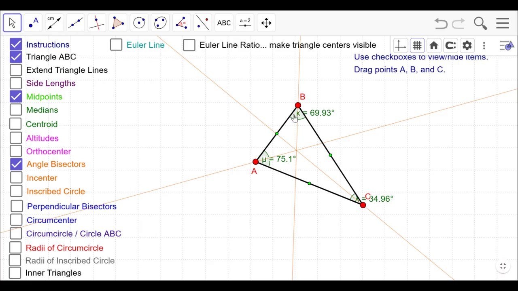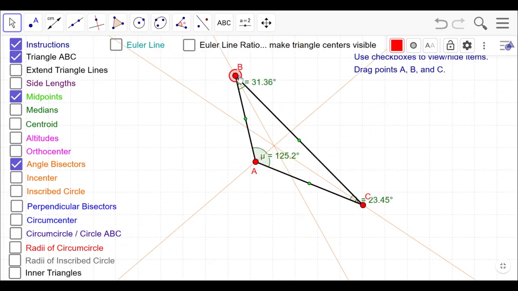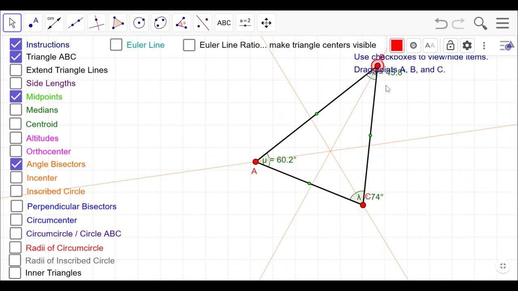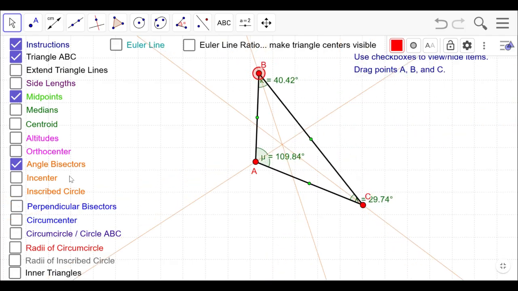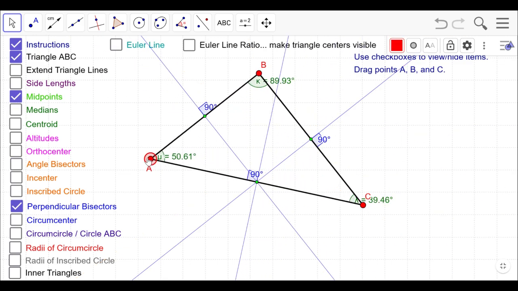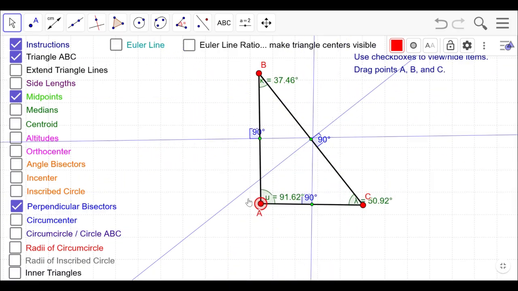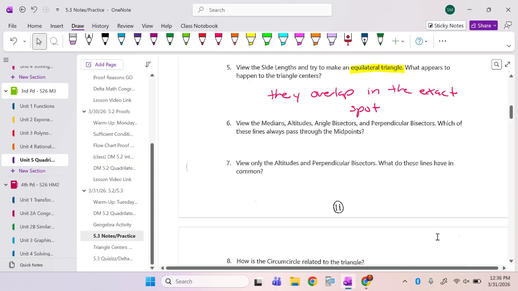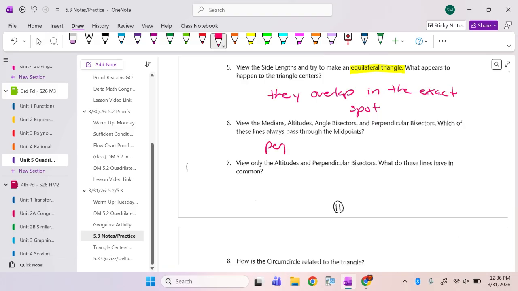Angle bisectors. Do my angle bisectors always go through the midpoints? Yes or no? No. Perpendicular bisectors, do they always go through the midpoints? Yes, they do. So, the two that always go through the midpoints are my perpendicular bisectors and my medians.